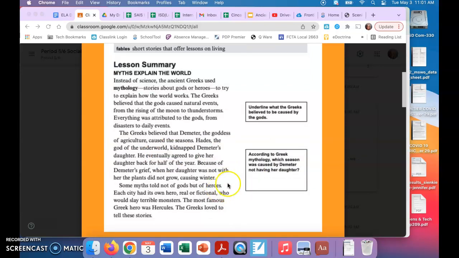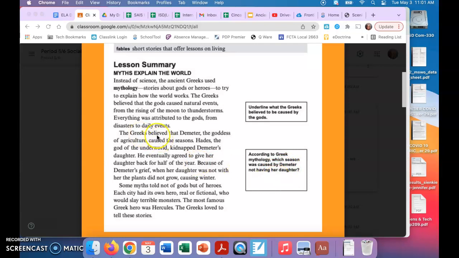In the next section, you're going to look for the answer to the question, according to Greek mythology, which season was caused by Demeter not having her daughter? Again, according to Greek mythology, which season was caused by Demeter not having her daughter?